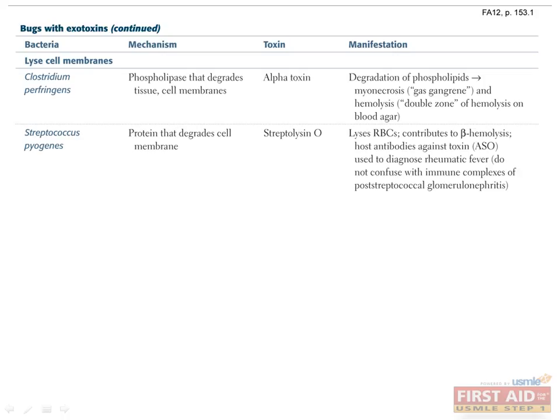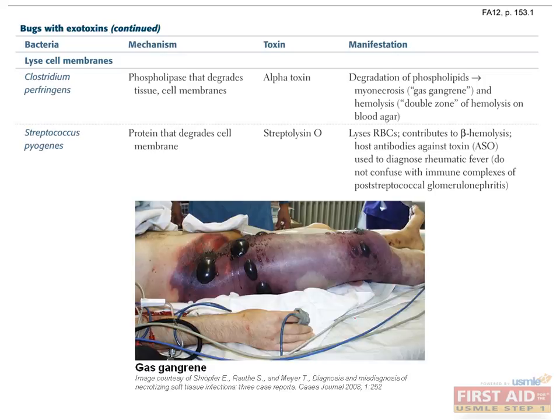Next are bacteria which lyse cell membranes. Clostridium perfringens produces alpha toxin, which is a lecithinase. Lecithinase is a type of phospholipase that acts upon lecithin, which is a generic term for fatty substances found in tissues. Clostridium perfringens alpha toxin can therefore necrotize tissue and destroy blood and vascular cells by cleaving cellular membranes.